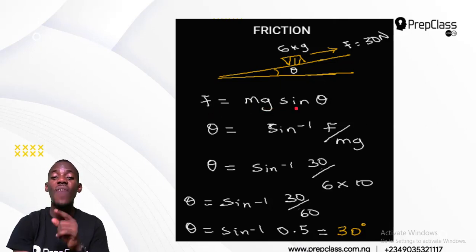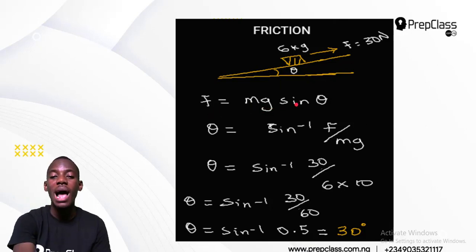Now the question says find the angle, that's theta. So that means I'll begin by removing this mg, putting it under the F. So I'm moving this mg sine to the other side, to the F, so that theta will stand alone.